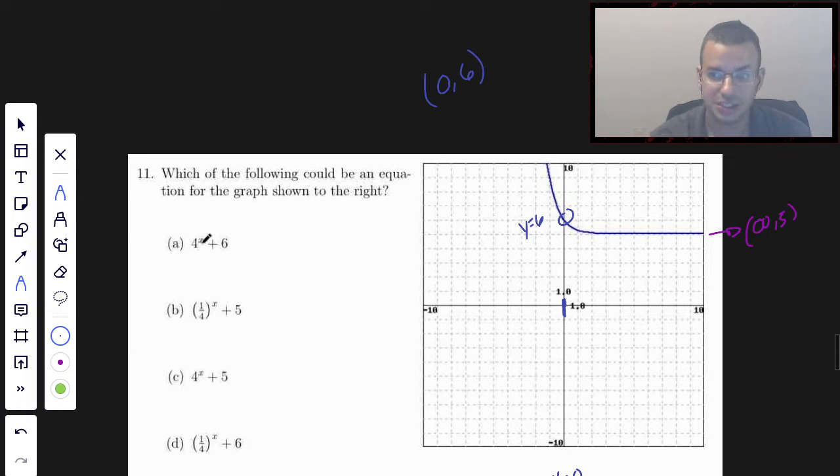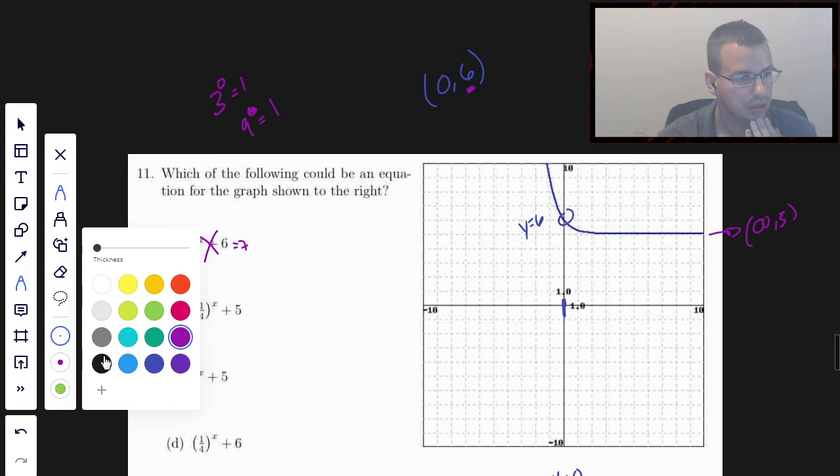So 4 to the 0: a number to the 0th power equals 1. Like 3 to the 0 is 1, 9 to the 0 is also 1. So 4 to the 0 is going to be 1. 1 plus 6 equals 7, which is not 6. So that's not going to work.